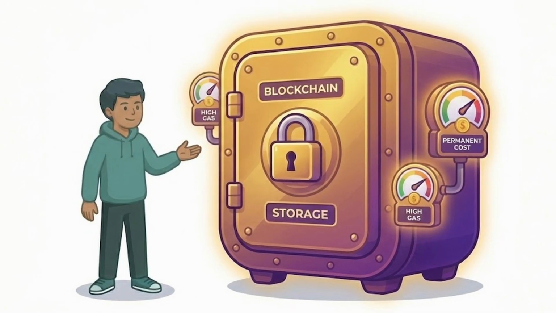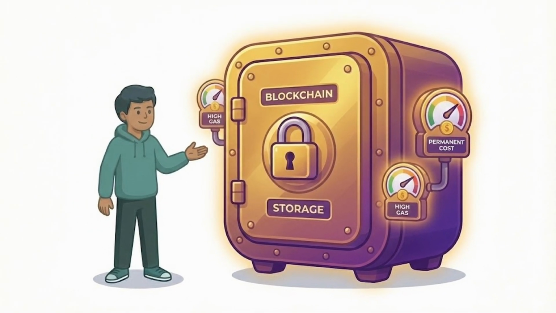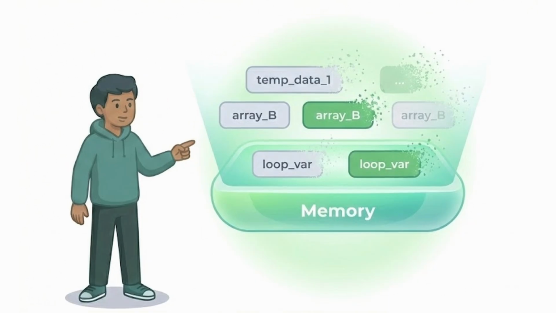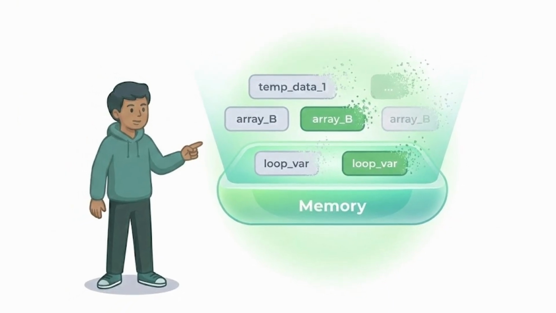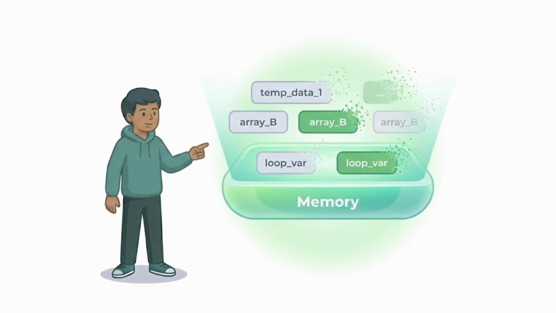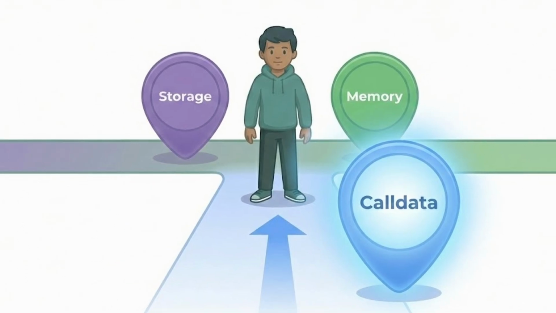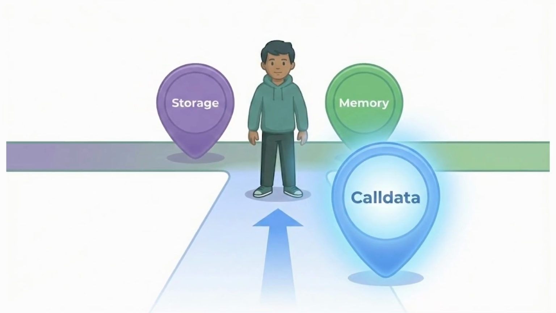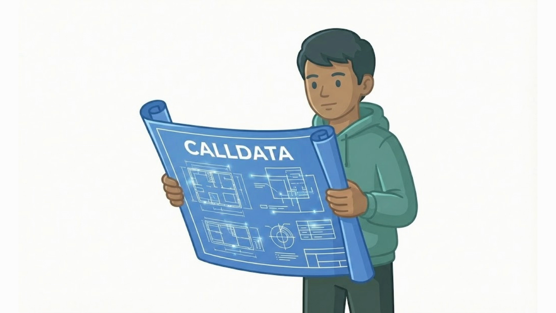So far, we've talked about storage, the permanent, expensive memory of the blockchain, and memory, the cheap, temporary workspace that disappears when a function ends. Now, it's time for the final data location, Calldata. Think of Calldata like a blueprint.